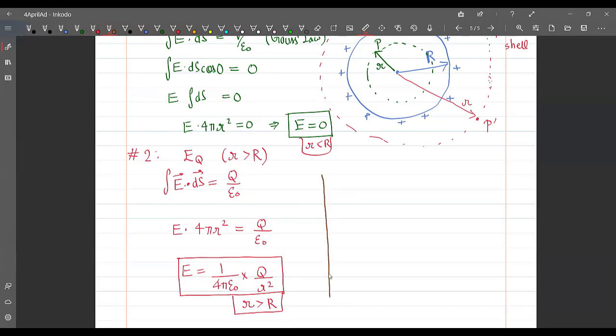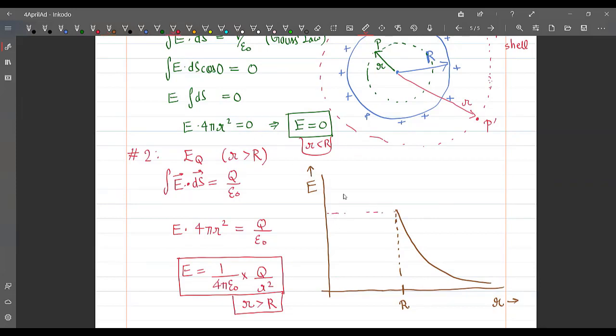So if r is greater than R, electric field varies as 1 by r square. And if r is less than R, electric field is 0. If you want to plot the graph of electric field versus the distance from the center, somewhere you will get a point, capital R, that is the radius of this spherical shell. For r less than R, electric field is 0. For r greater than R, it varies as 1 by r square. As the value of r increases, electric field decreases.